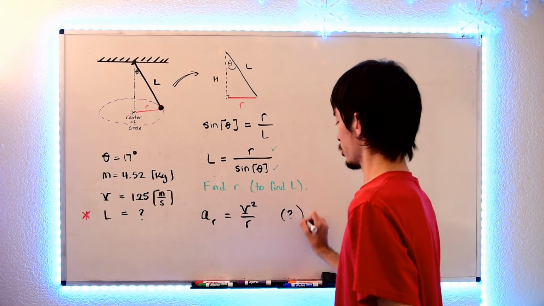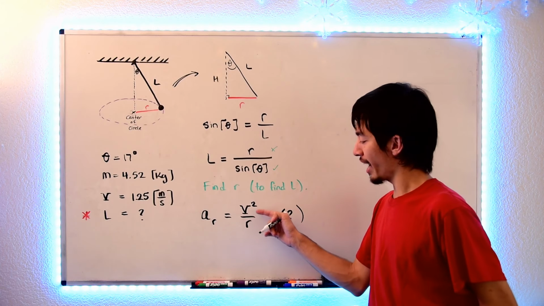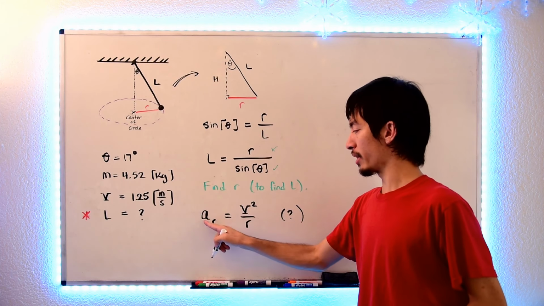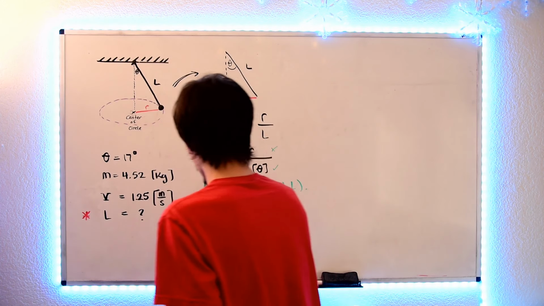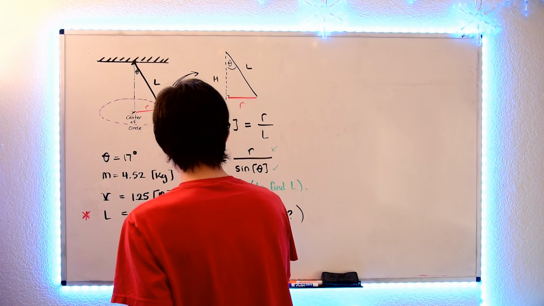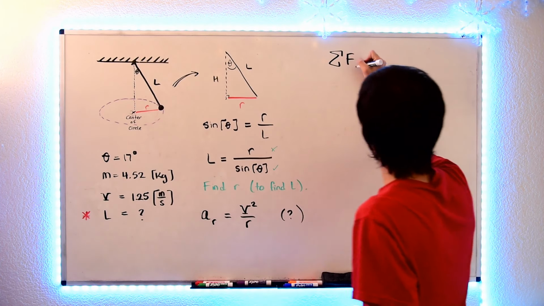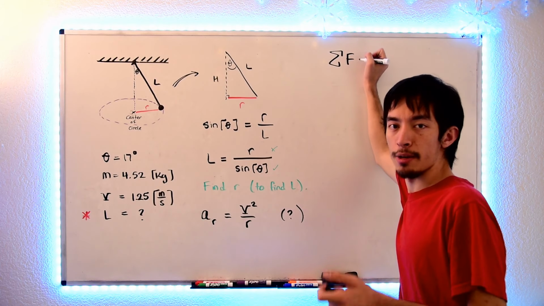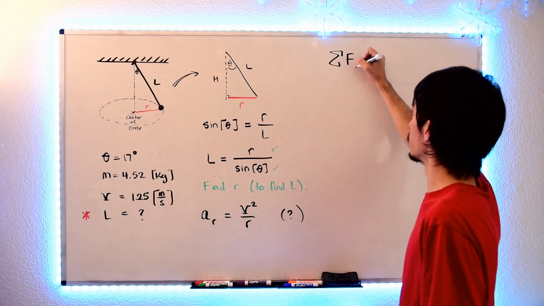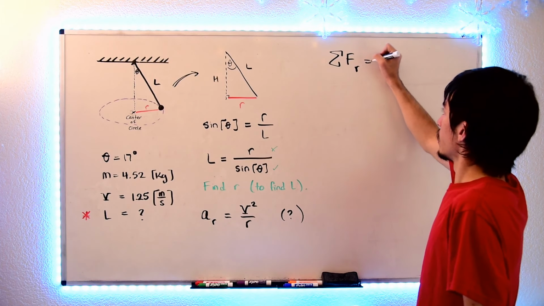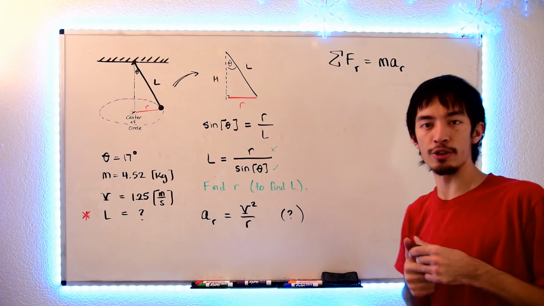So should I use that? Possibly, and it has r in it. It has v, which I do know, but then I don't know what the acceleration is, so maybe not. The other option is to use, let's write over here, the sum of all forces. When you're doing circular motion, it's the sum of all forces along the radial or the radius direction, also written as centripetal, equals mass times acceleration in the radial direction, or centripetal.